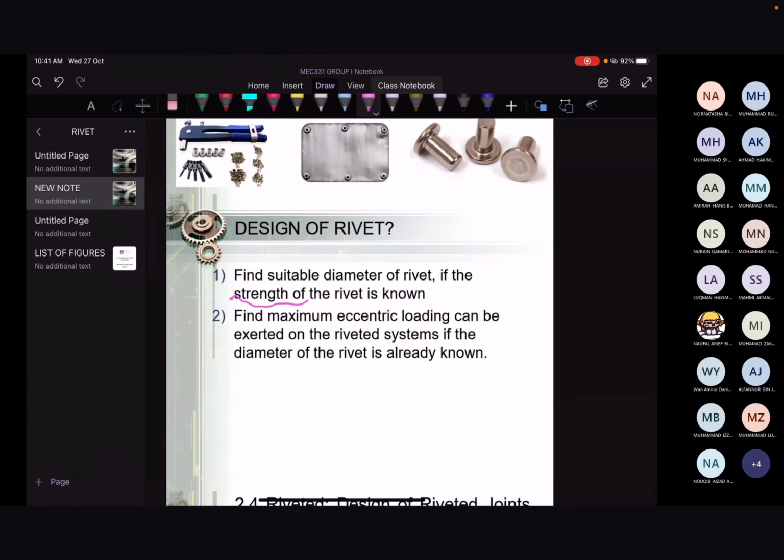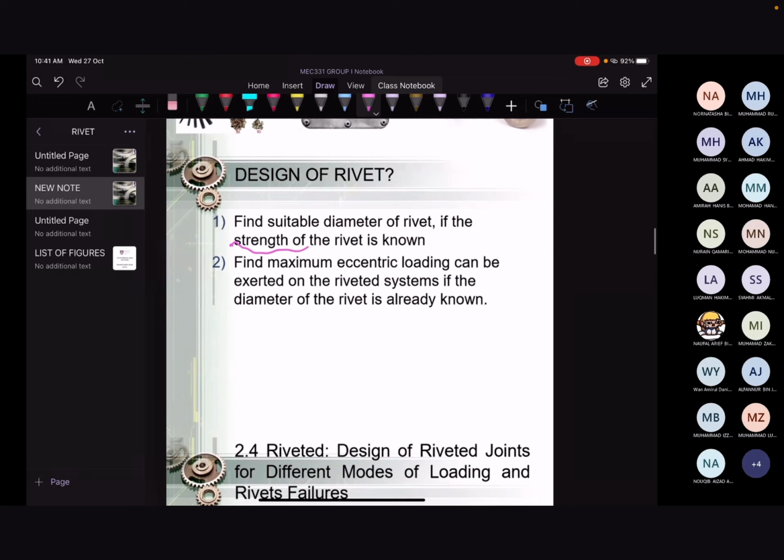In the rivet, we are not going to use tables. Don't worry, because the rivet diameter can be customized. It means it is not from a catalogue. Not necessarily. We can design the diameter of the rivet. Okay. Then sometimes we have to find the maximum eccentric loading that can be exerted on the riveted system, if in this case we know the diameter of the rivet.